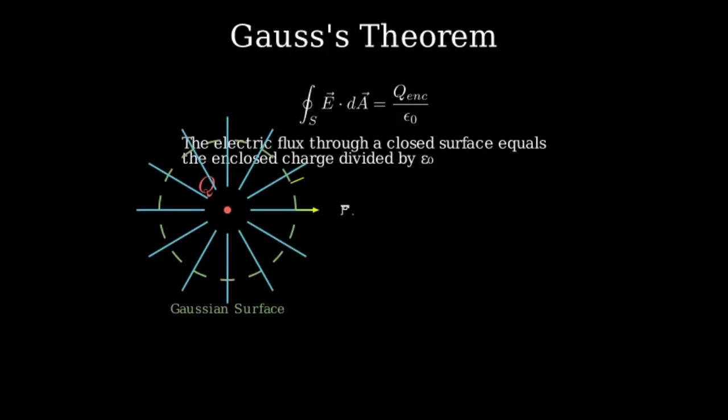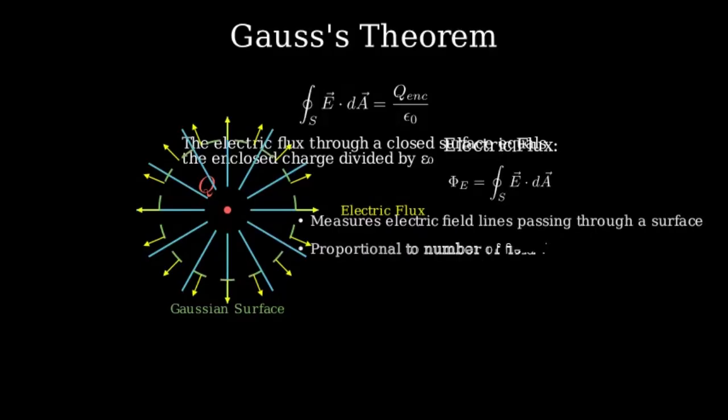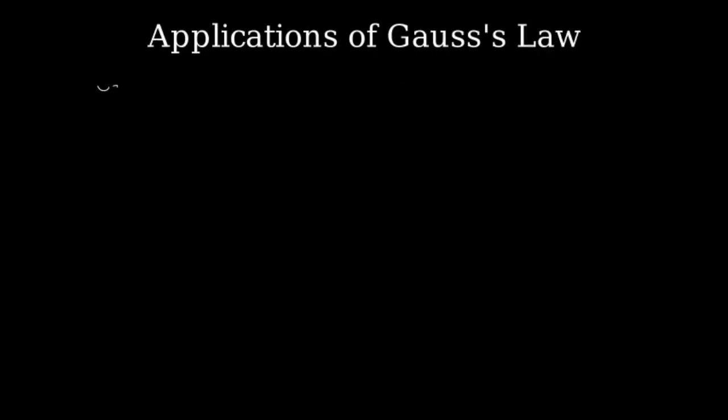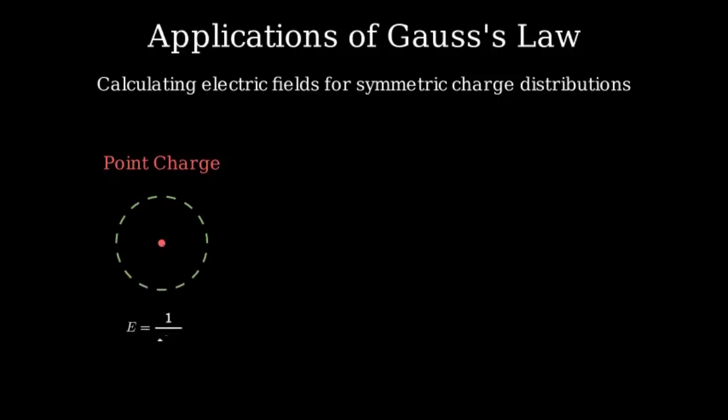more applicable. Gauss's theorem states that the electric flux through a closed surface equals the enclosed charge divided by epsilon 0. The electric flux measures the number of electric field lines passing through a surface. For a positive charge, the field lines point outward, creating positive flux. Gauss's law provides a powerful method for calculating electric fields when symmetry is present.